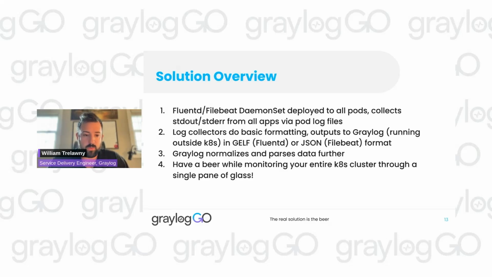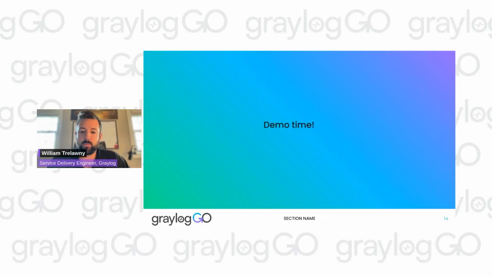Graylog is able to do all those same normalization and parsing that it always does, and configure app analytics. And then of course, at the end of any IT project, it's requisite to have a beer. So I won't do that on this though, but as you're watching along, we'll go for it.